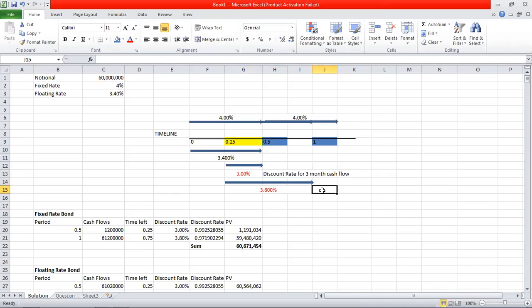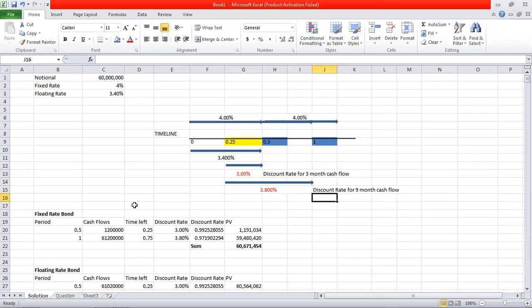And this is going to be my discount rate for the 9-month cash flow. Okay. So now the first thing first, we should write out what are all the cash flows that we have. What are all the cash flows that we do?